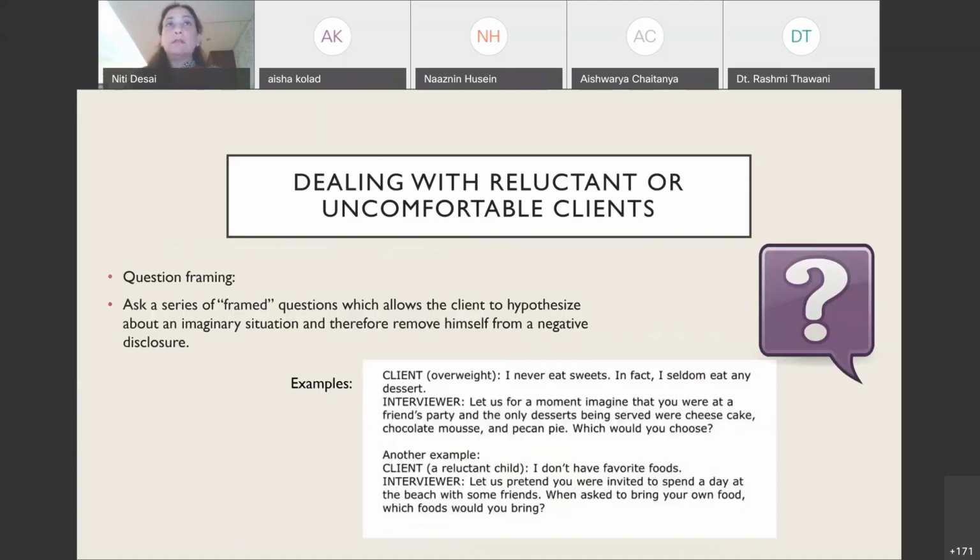Another issue is that very often, you ask, do you eat sweets? The person says, oh, I never eat sweets. In fact, I seldom eat dessert. Again, here, what I realize is that a food frequency questionnaire very often comes to the rescue, because then you're not talking about sweets in general, you're asking about cakes, pastries, Indian mithais. Some information will come out.